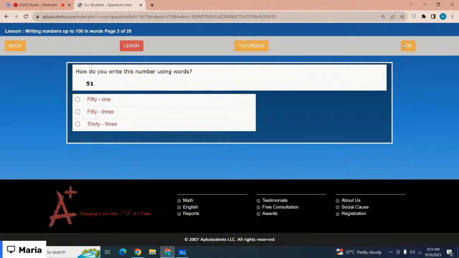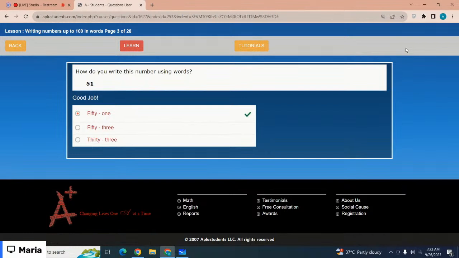Fifty-one. The correct option is option number 1. That is 51. Option number 1 is the correct option.